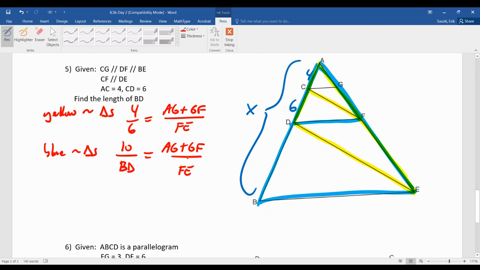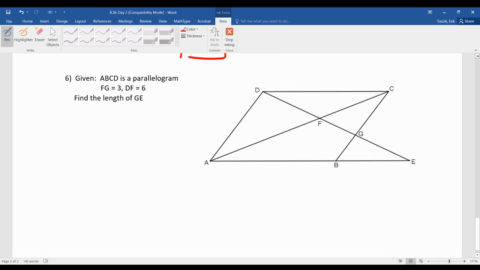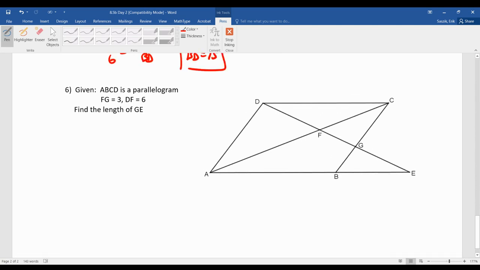So check this out. You see, we got the same thing twice. So that means 4 over 6 is equal to 10 over BD. And BD would be 15. I don't know why I put this X thing in here. I didn't use that. That one's hard, for sure.